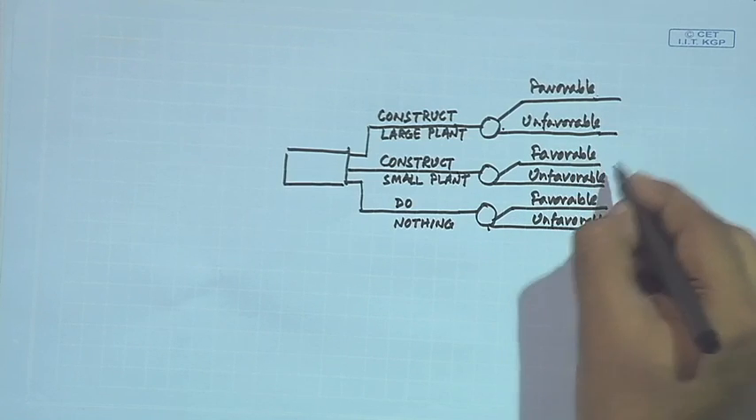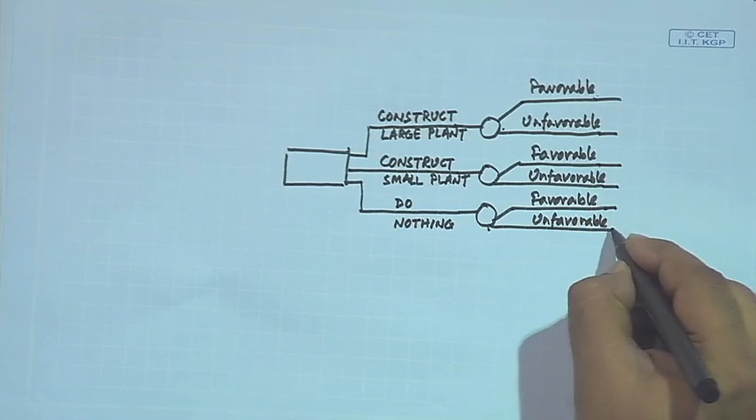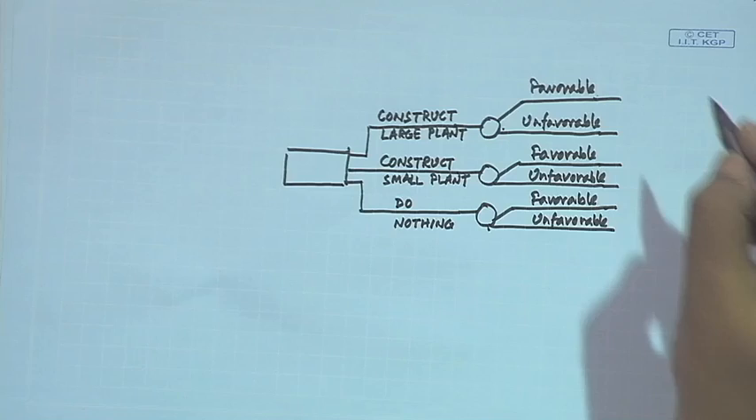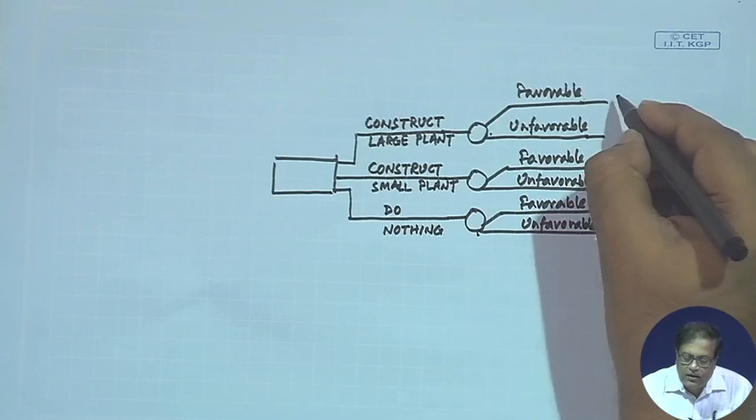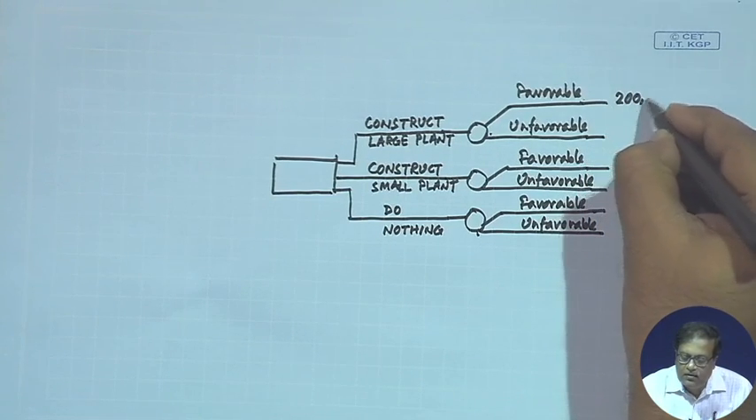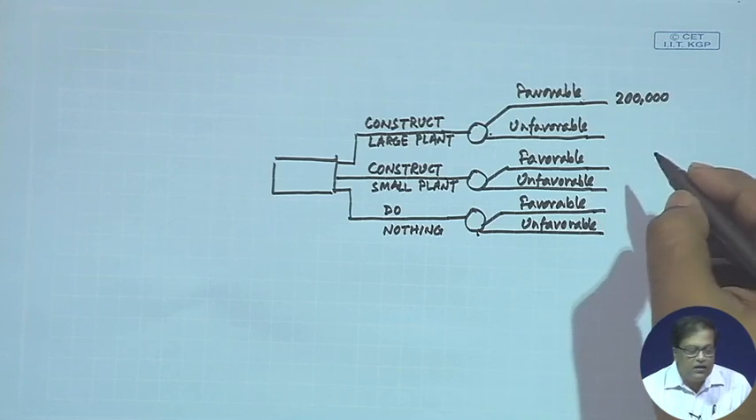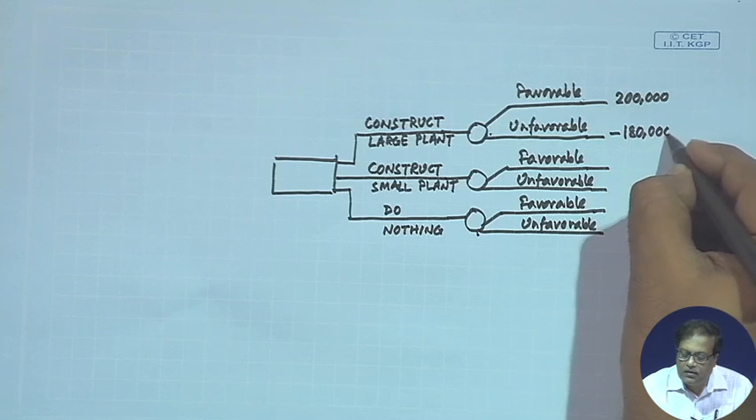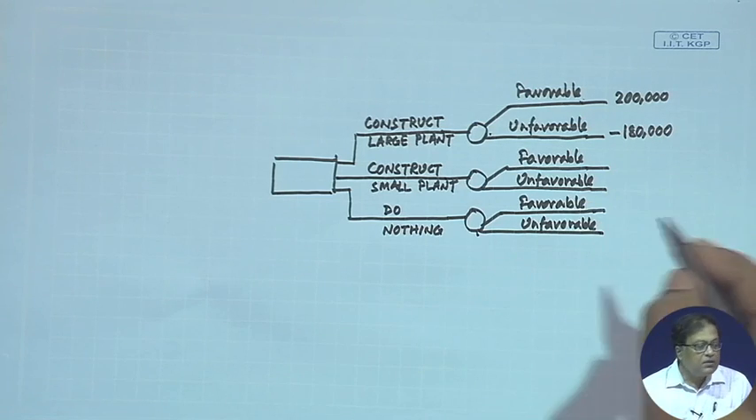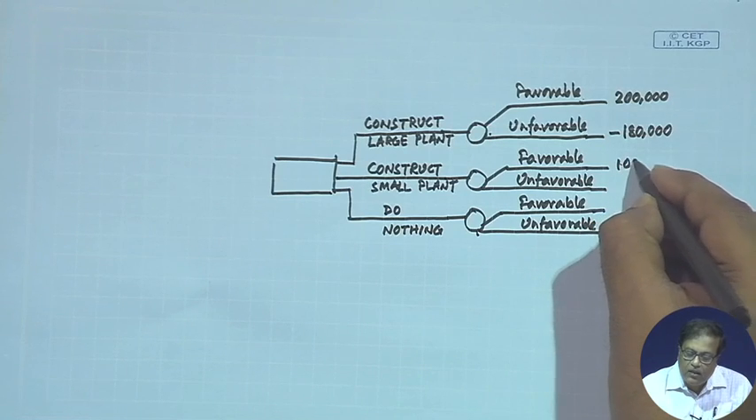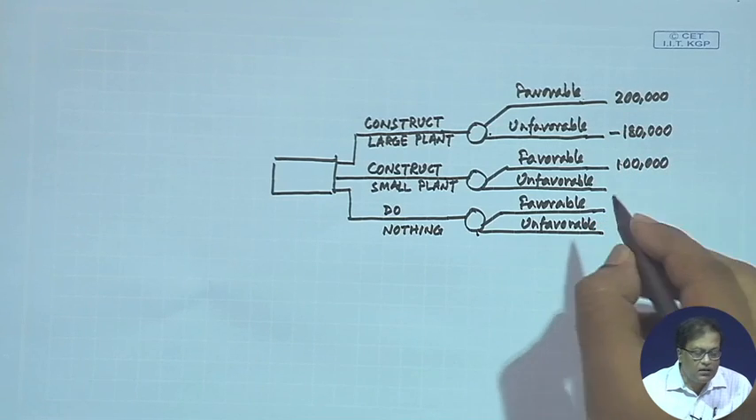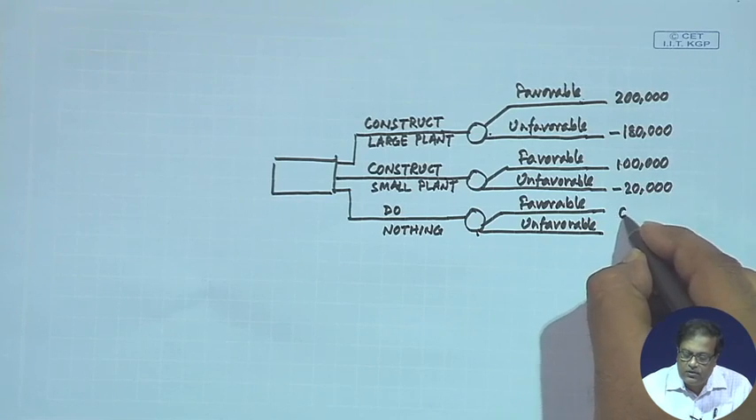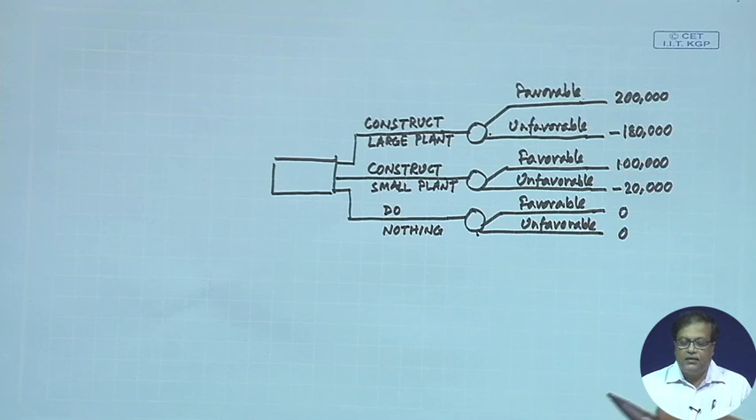Now, after this we have to write the payoffs. What are the payoffs? As we can see, for the large plant, if we have a favorable market, then the payoff is 200,000, and if it is unfavorable, then the payoff is minus 180,000. For a small plant these are 100,000 and minus 20,000. But if it is do nothing, then the payoffs are 0.